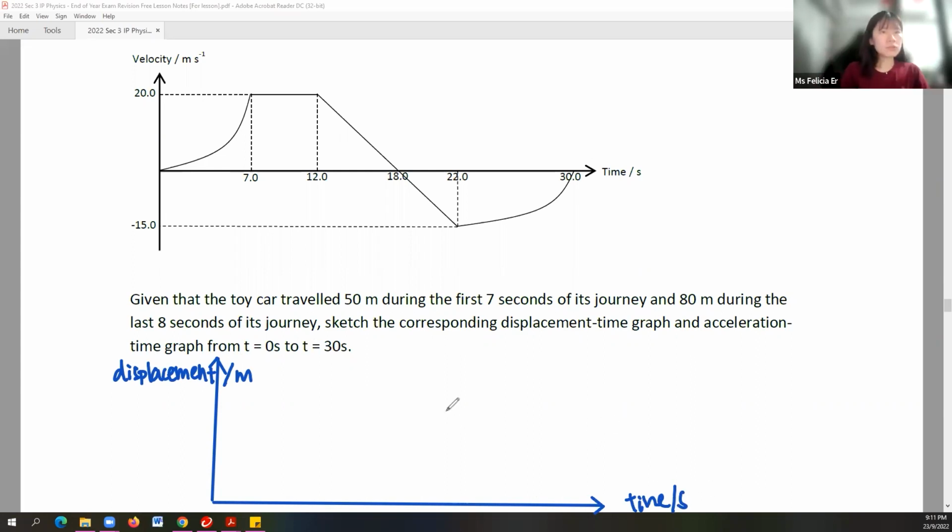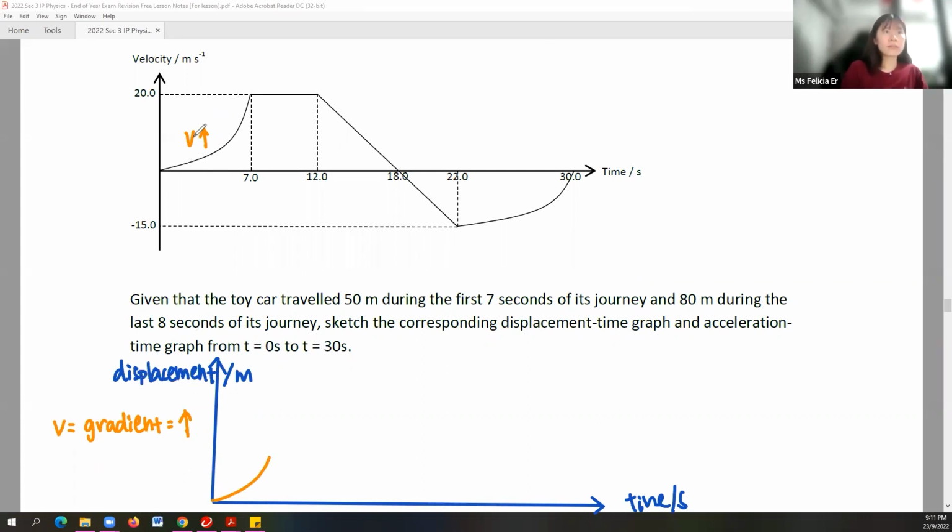Okay, so how to do the reverse? You don't look at the gradient anymore. You check this time round, what happened to the velocity? The velocity from 0 becomes 20, right? The velocity increases. Then remember in the displacement time graph, how to tell the velocity? The velocity is actually the gradient. Since the velocity increases, when you draw the graph, you should draw an increasing gradient, so a graph that curves up.